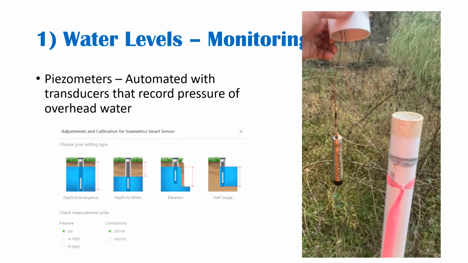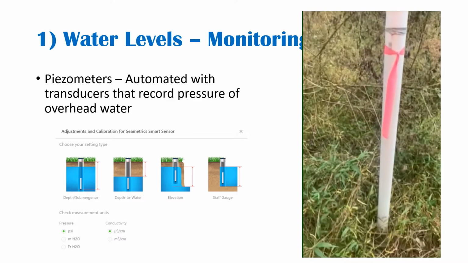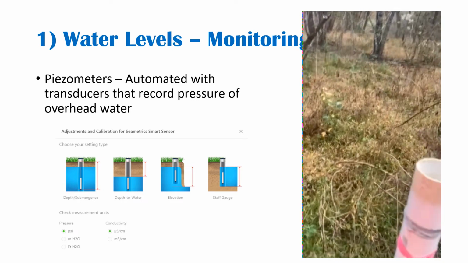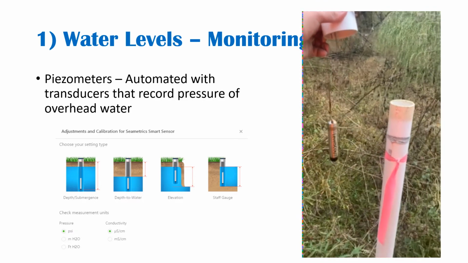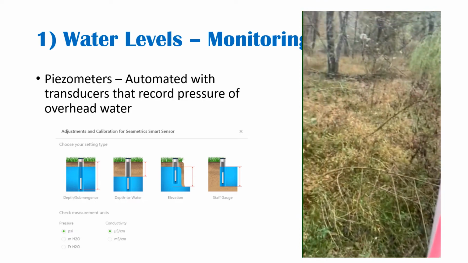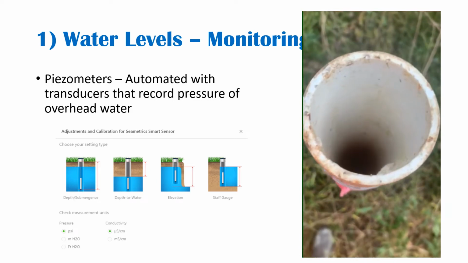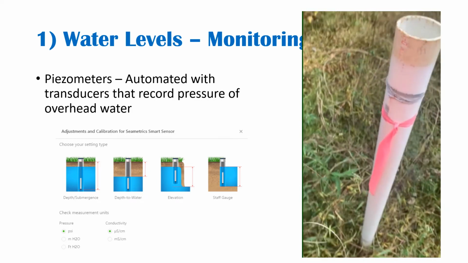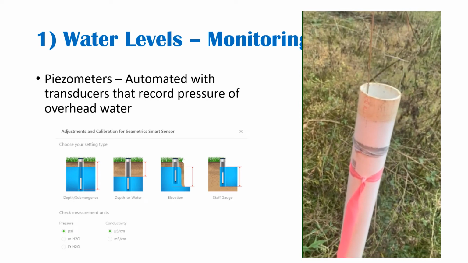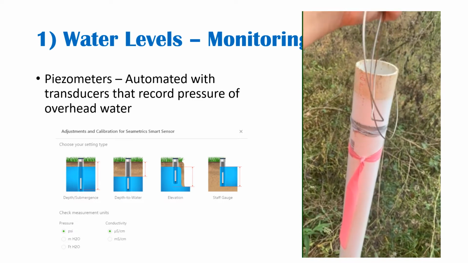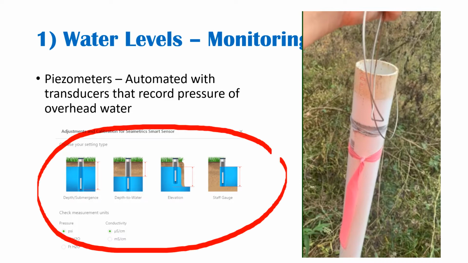So another way to monitor water levels is with automated piezometers, which are transducers that you can install on the ground that record pressure of overhead water. Here I am in the field, actually at one of our mitigation monitoring sites, and I'm just showing you one of our piezometers that we have installed in a PVC well, and dropping it in there, putting a cap on it, which does not allow rainfall to come in. Down here on the bottom, I show the different ways that you can actually set these piezometers for reading.